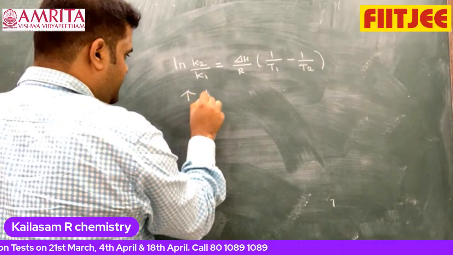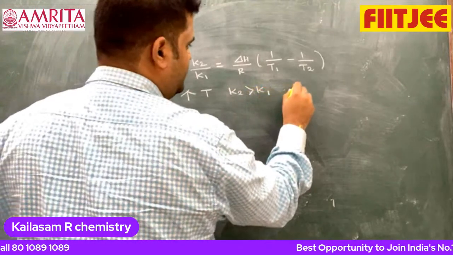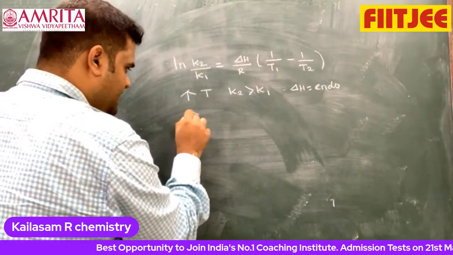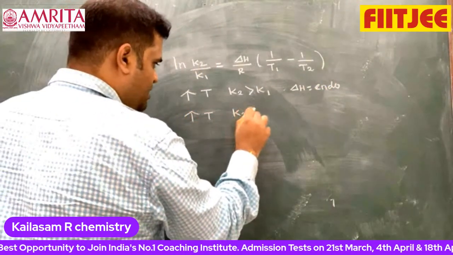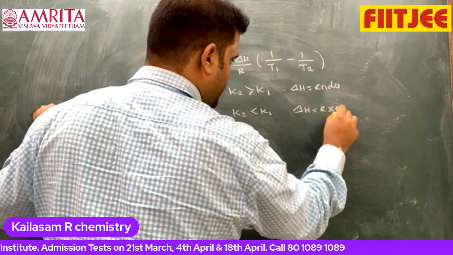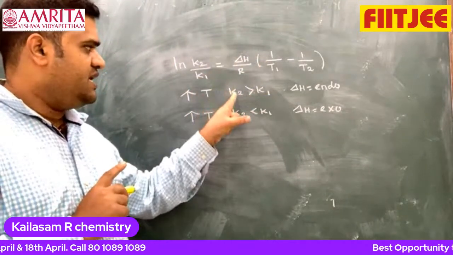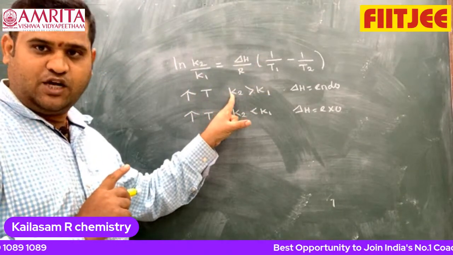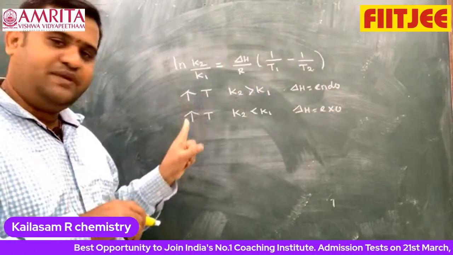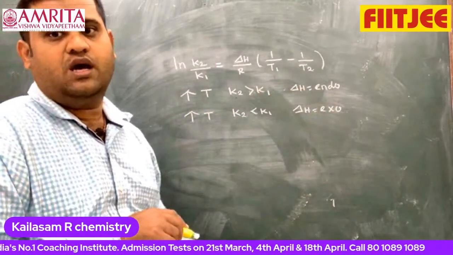Please keep it in your mind. When temperature increases, if K2 is greater than K1, I can say the delta H of the reaction is endothermic. When temperature increases, if K2 is less than K1, we can say the delta H of the reaction is exothermic in nature. Don't forget about it. When temperature increases and the equilibrium constant increases, that means K2 greater than K1, the reaction is endothermic in nature. When temperature increases and the equilibrium constant decreases, the reaction is exothermic in nature.